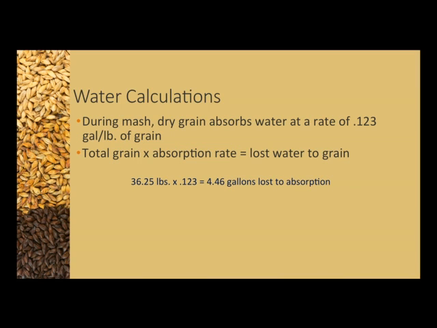During the mash, the dry grain will absorb some of that water at a rate of 0.123 gallons per pound of grain. So again, we take 36.25 pounds of grain, multiply it by an absorption rate of 0.123 to determine that we will lose 4.46 gallons of water to the grain.